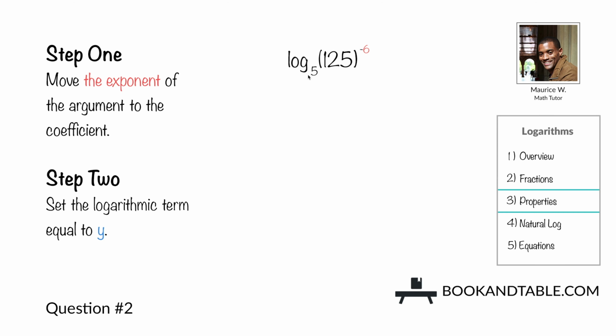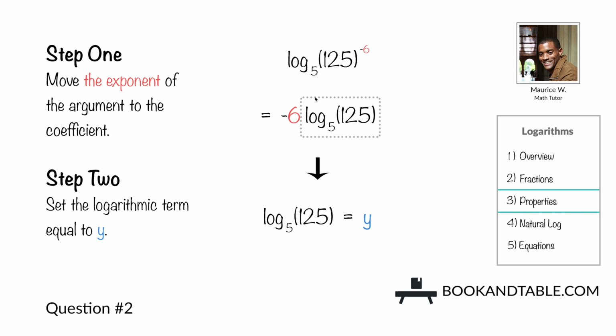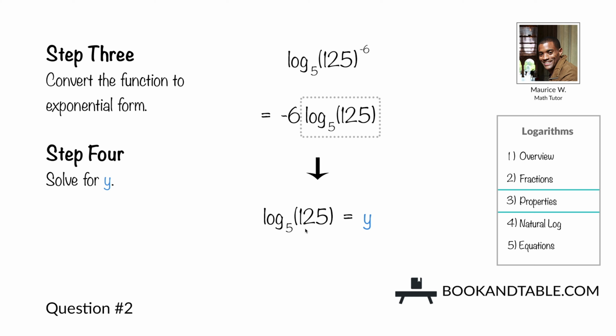We are given the log of base 5 of 125 raised to a power of negative 6. Step 1, move the exponent of the argument, which is negative 6, to the coefficient, which is negative 6 times the log of base 5 of 125. And now we want to set the logarithmic term here equal to y. This will allow us to change this to exponential form. So we take our base 5, raise it to a power of y, and set that equal to the argument 125. And now we can solve for y here.